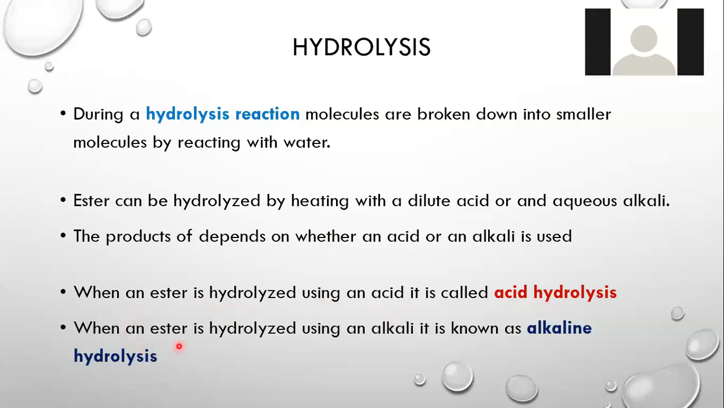And when an ester is hydrolyzed using an alkali, it is known as alkaline hydrolysis. So basically we have two types of hydrolysis: acid hydrolysis and alkaline hydrolysis. And this is where we build on saponification. Now we know how an ester is formed and how to break apart an ester. Now let's look at these two hydrolyses, because an important thing to note is that the products are going to differ with both of the reactions. There's going to be a difference in the products.